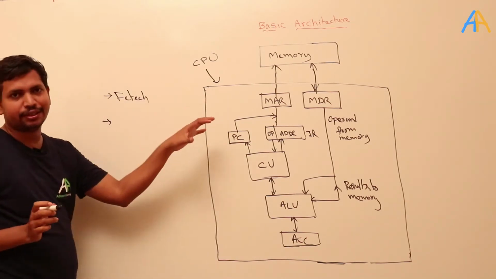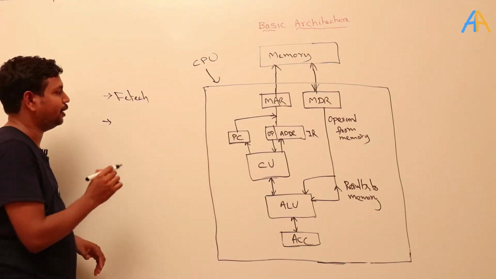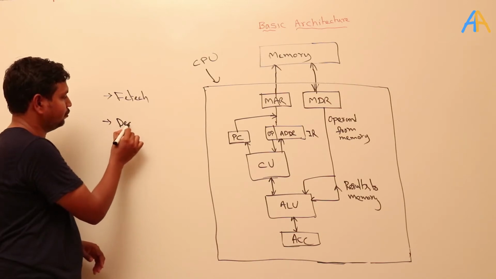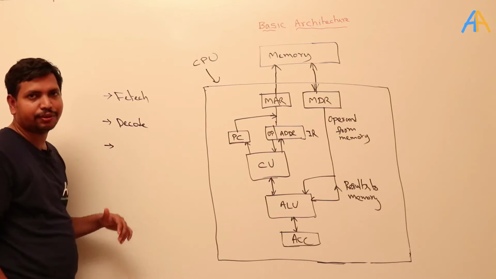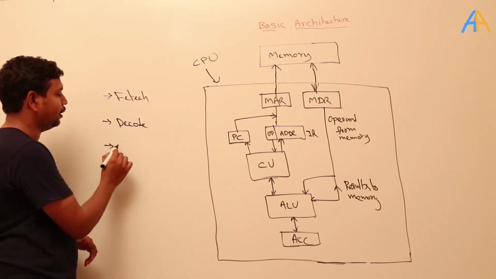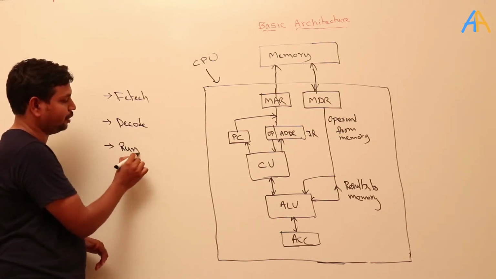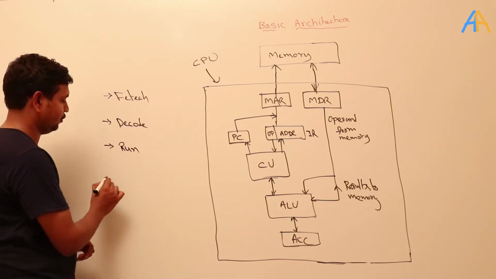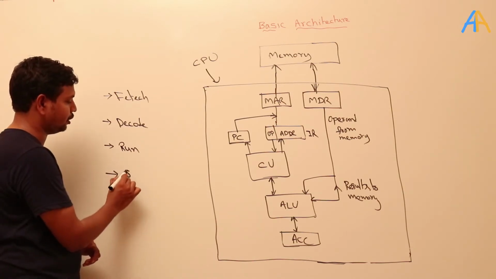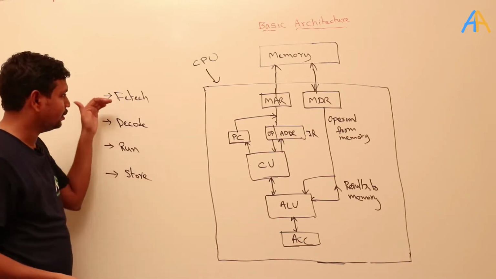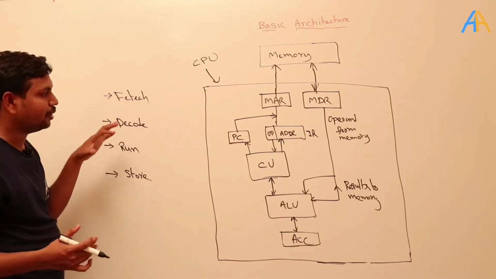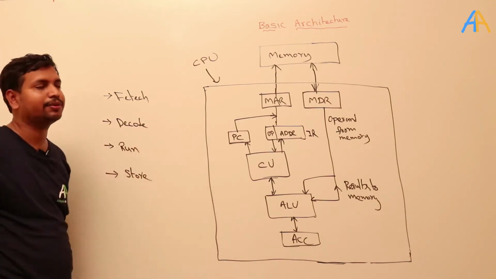After getting the instruction, it should decode it. Fetch, decode. Decode means interpret, and then run the instruction. Run the instruction means process the instruction, and then store the result. This is what the processor has to do. For that, how each register will be useful, we'll see that.